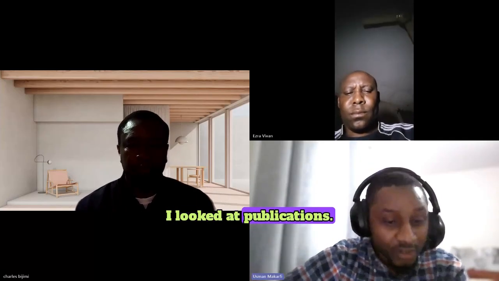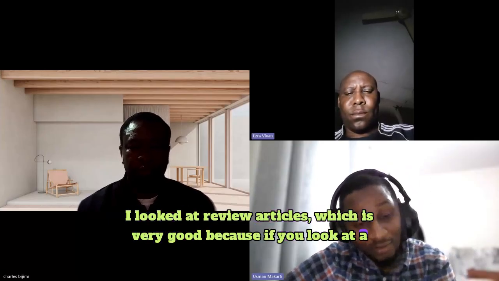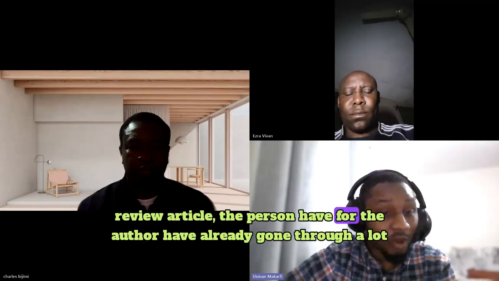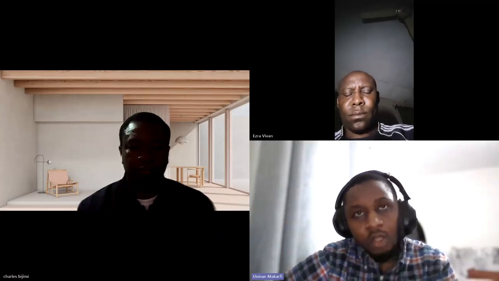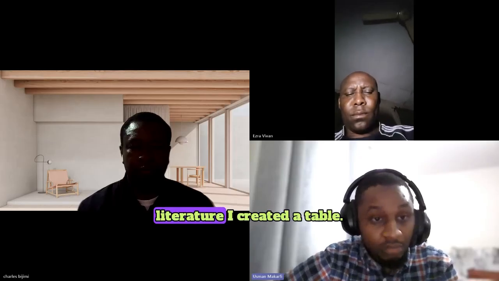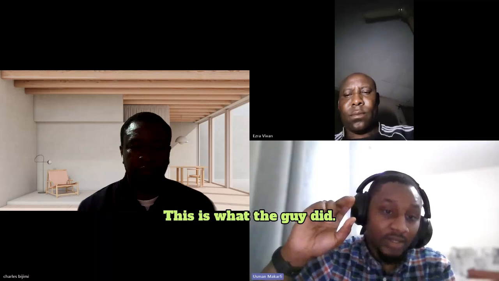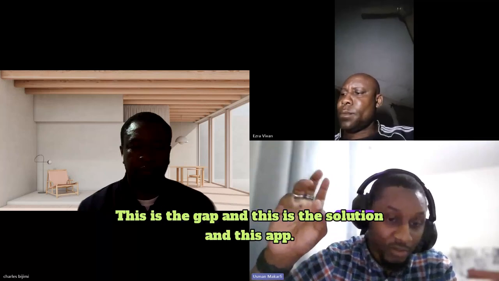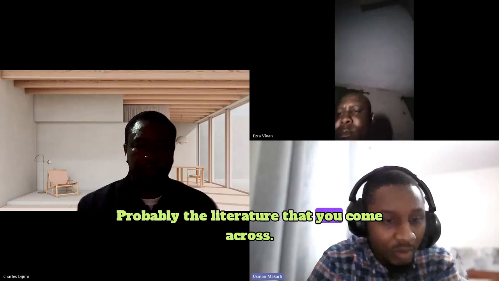I looked at publications. I looked at review articles, which is very good, because if you look at a review article, the author has already gone through a lot of literature and filtered that. So that's what I did. For each literature, I created a table: this is what the person did, this is the gap, and this is the solution. And these are probably the literature that you come across.